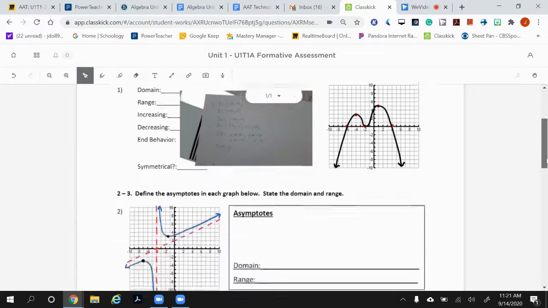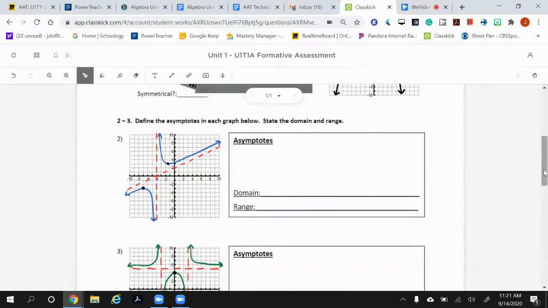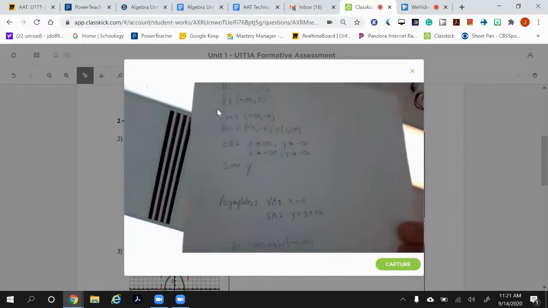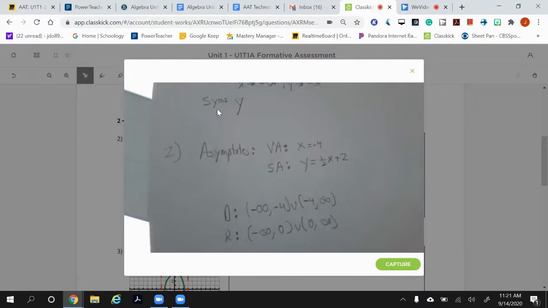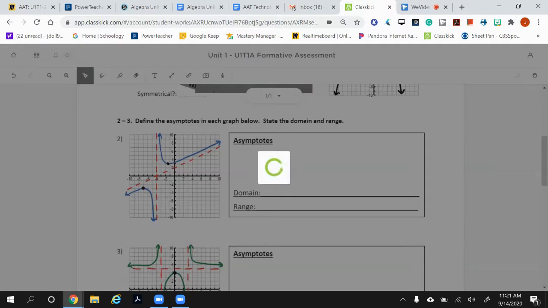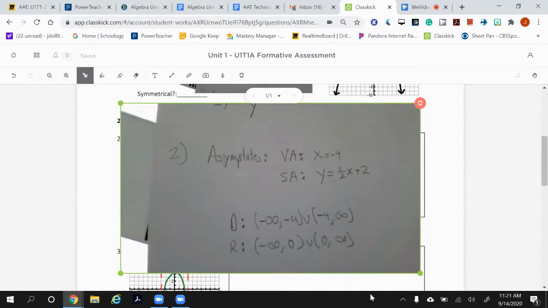All right, so let's look at number 2 here. All right, so I did my work on my piece of paper. Again, I'm going to take a picture with my camera. I flatten out my screen. I'm going to hold up my work for number 2 here and hit Capture. Okay, now I've got my picture. I've got my asymptotes. I got the domain and range.